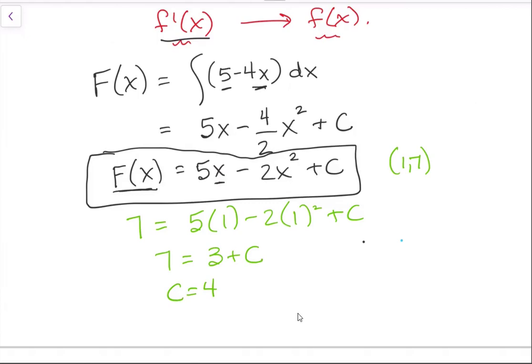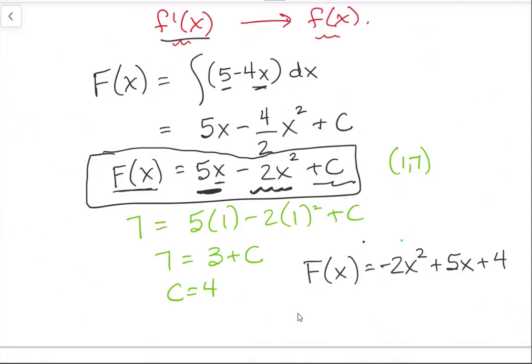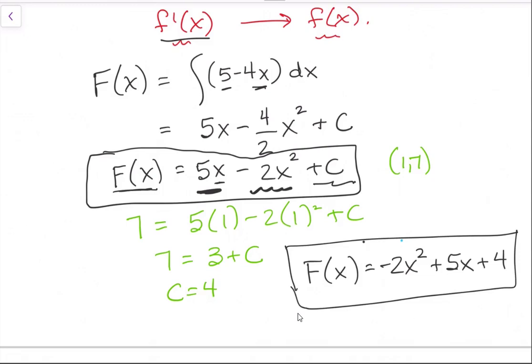So that means the answer to the question is the function is equal to, and I'm going to reorder this and put this in decreasing order, minus 2x squared, followed by my first degree term of plus 5x, and then my c, which we just figured out was 4. So there's the function that has that particular given slope at that particular point.